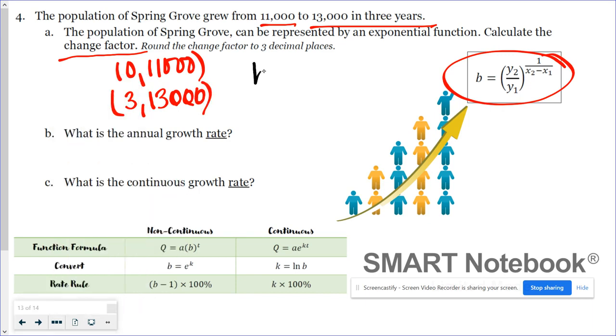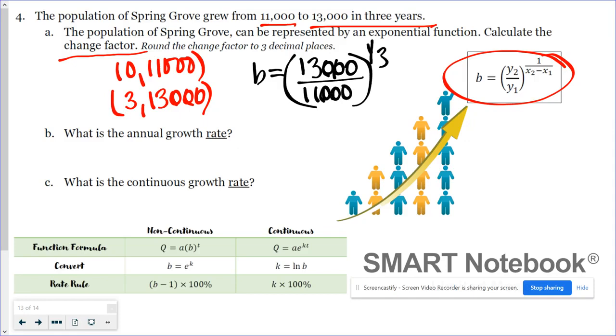So I'm going to say that b, my change factor, is equal to y2, the 13,000, divided by y1, and then I'm going to raise that to the 1/3 power, and I'm going to throw this whole thing into my calculator because I don't know how to do it off the top of my head. And I got that b is approximately 1.057. So given 2 points, it makes perfect sense to use the change factor formula to find b.